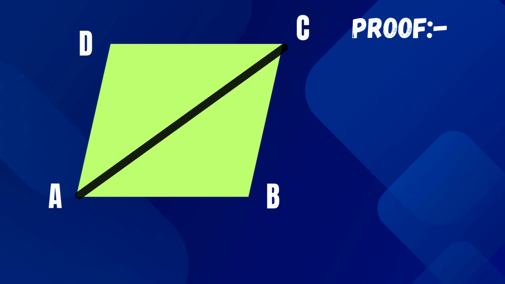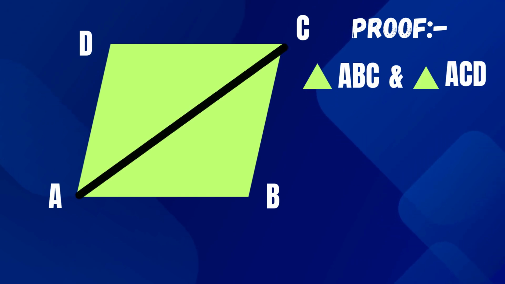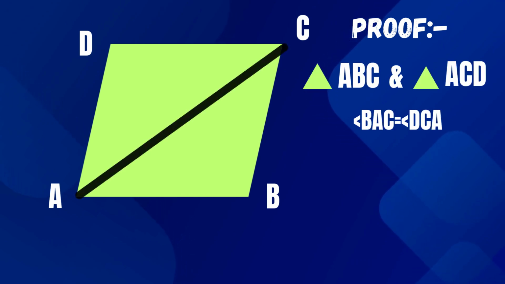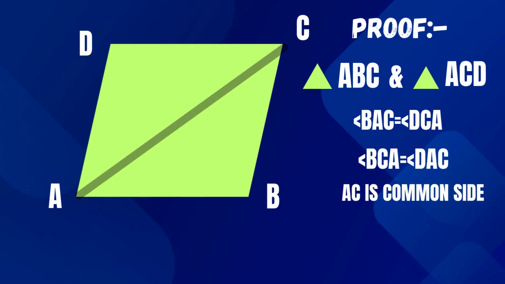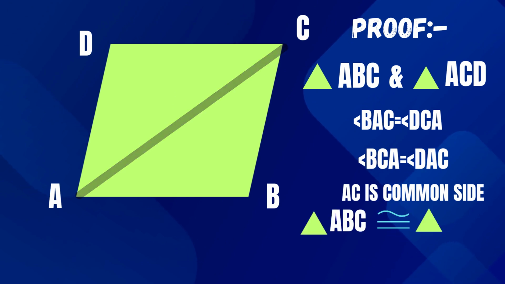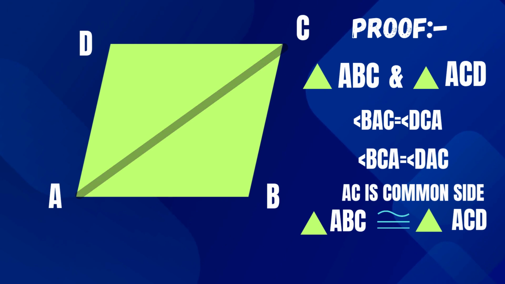Now we consider the two triangles ABC and ACD, where angle BAC equals angle DCA and angle BCA equals angle DAC, and they are alternate interior angles. And AC is the common side. So triangle ABC is congruent to triangle ACD according to the ASA congruence rule.